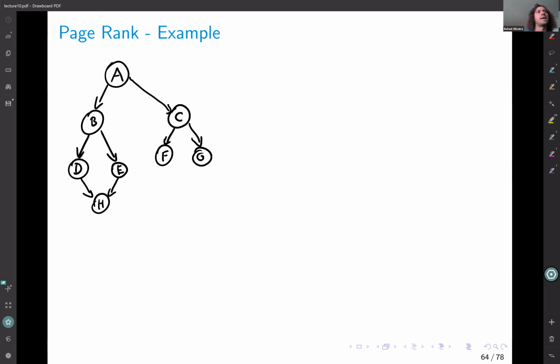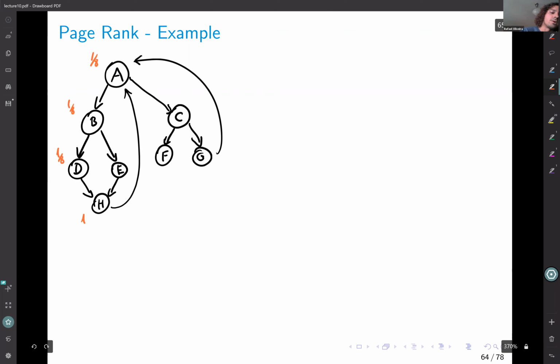And now what we have is that H is going to link to A, and G is going to link to A. Does that make sense? So this is, let's say, our web graph. So how would PageRank work? At first, I have 8 pages, so I'm going to assign to each page 1 over 8, 1 over 8, 1 over 8, 1 over 8, 1 over 8, 1 over 8, 1 over 8, 1 over 8.